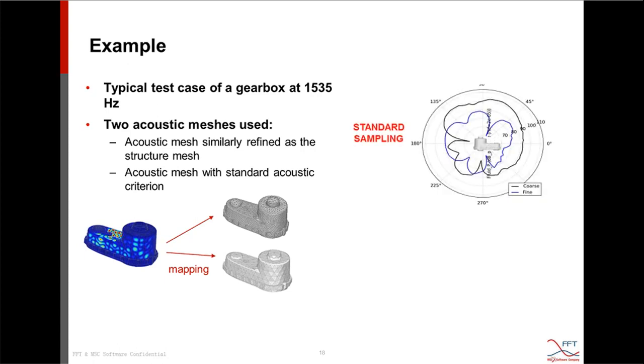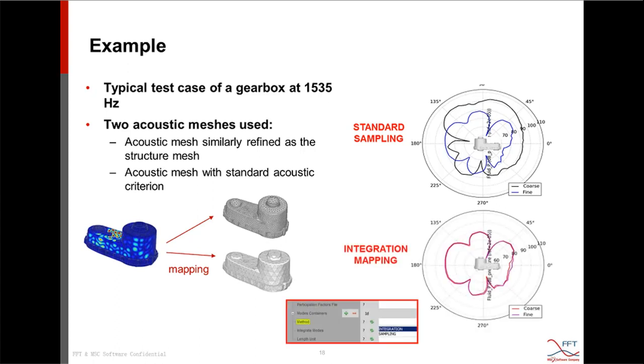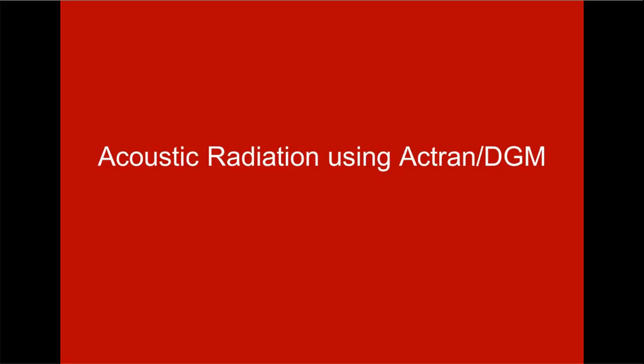Now, when we use the standard sampling method, there is a significant divergence between using these two meshes. We are looking at the directivity surrounding that gearbox at 1535 Hertz. And now when we use the integration method, which is an option today in Actran, we obtain the same result using these two different meshes. Okay, so that was the integration method.